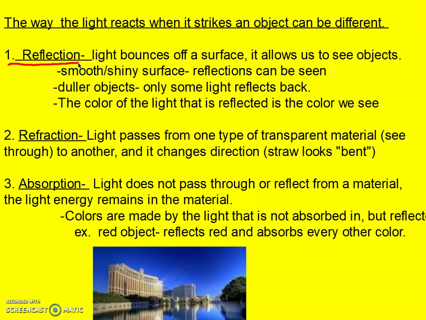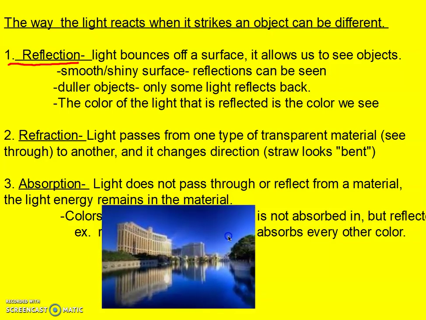Colors are made by the light that is not absorbed, but what is reflected. For example, if you see a red object, it reflects red, and it absorbs every other color. And the bottom picture is a nice picture of the reflection of the building in the water. So you can see it better right there.